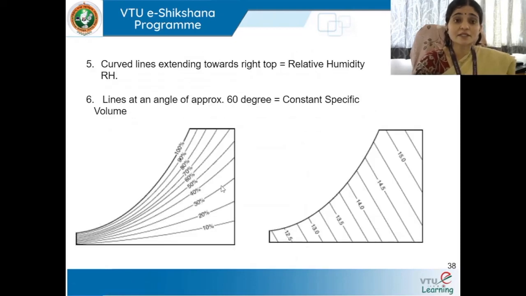The curved lines that extend from the left to the right top give the RH. You can see the percentage is quoted on the left side figure, 10% up to 100%. Then the lines at an angle of approximately 60 degrees shown to the right side give constant specific volume.